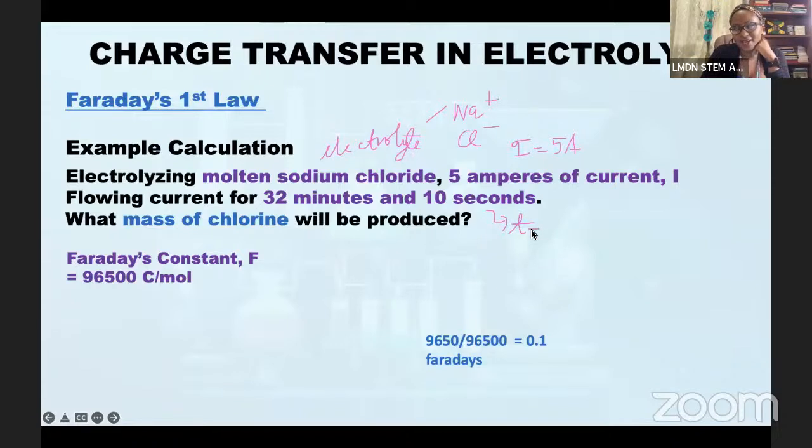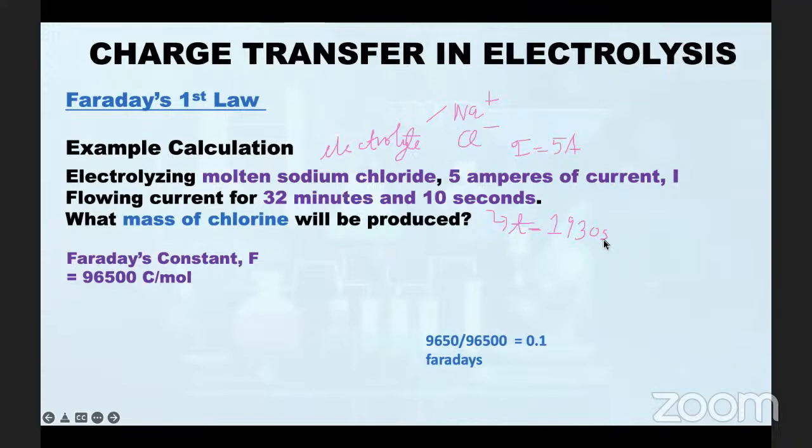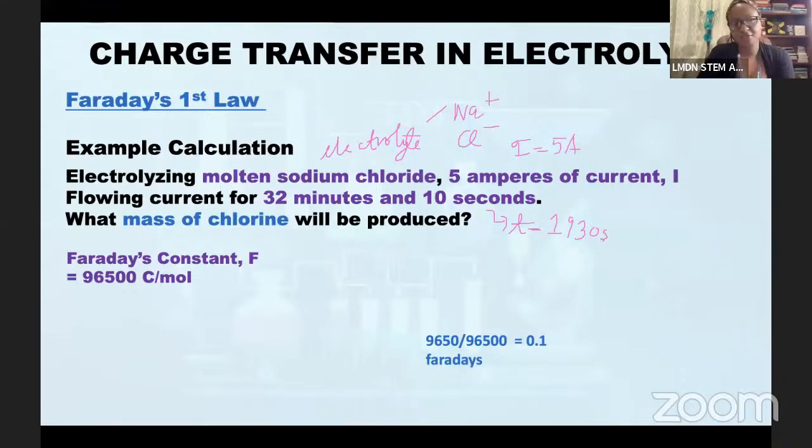So what's this again, guys? In seconds, 32 minutes and 10 seconds. I think that was 1,930 seconds, right? All right, so then from our first law, and of course, Faraday's constant, I said commit that to your memory. Faraday's constant is 96,500 coulombs per mole, right?